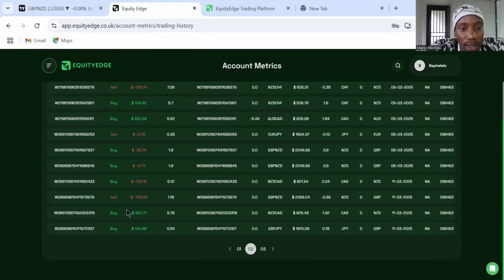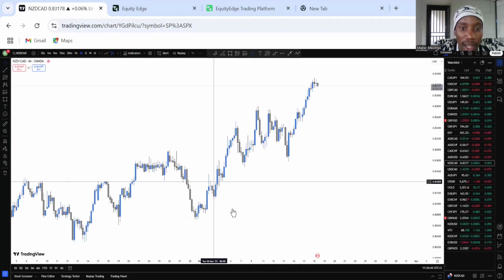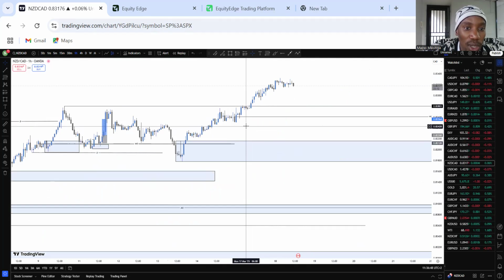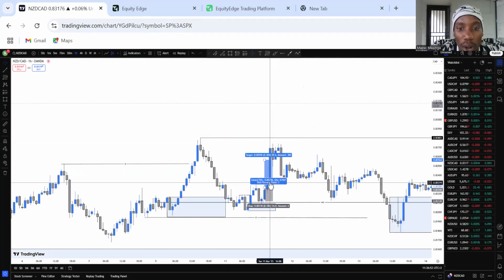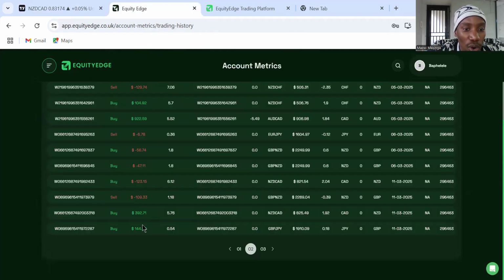So yeah, man. I took a trade on NZD CAD. It played well. Let me show you all. This was the trade on NZD CAD that I took. It played very well. It gave me a 1.2 fixed target. With this trade, I went home with profit in my NZD CAD.